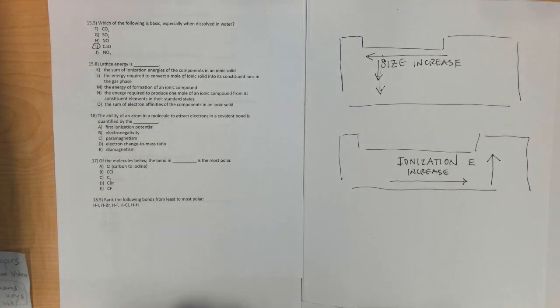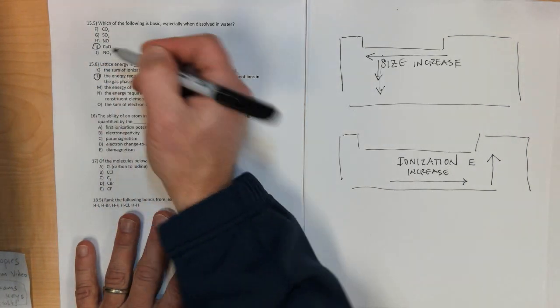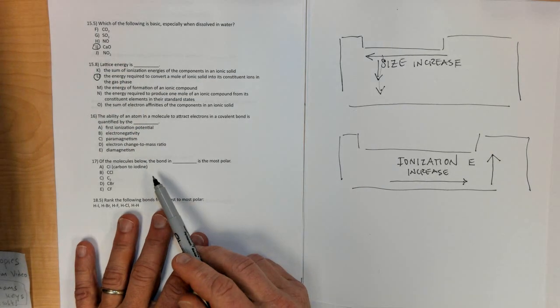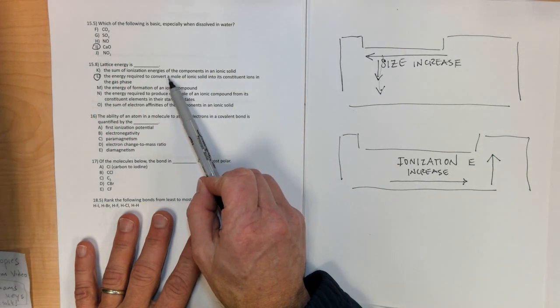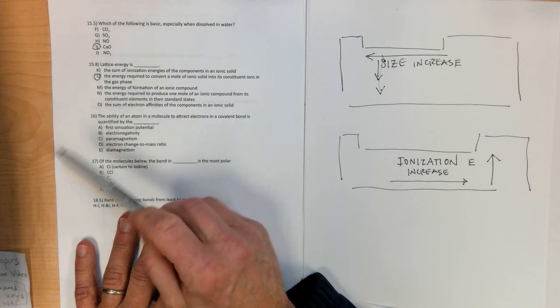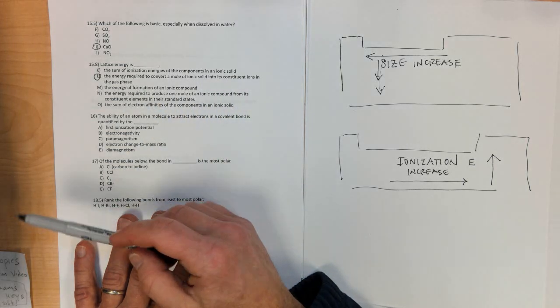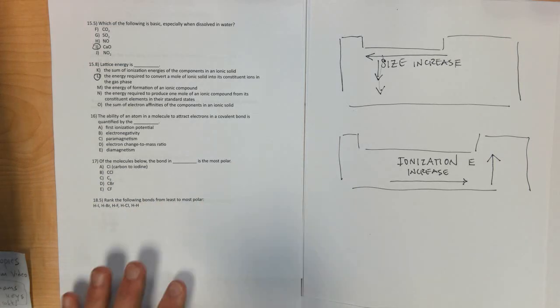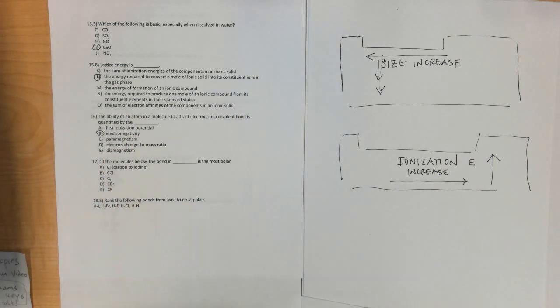Lattice energy. Lattice energy is the energy required to convert 1 mole of an ionic solid to its constituent ions in the gas phase. Number 16, electronegativity. Number 17, which is the most polar?